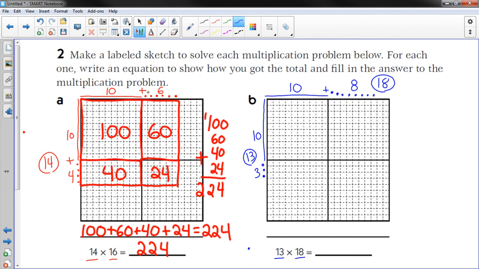All right. Now I just have to find the area of these partial products. 10 times 10 is 100. 8 times 10, that's 80. Lower left-hand corner, I have 3 times 10, that's 30. And I have 3 times 8, that is 24. If you're not sure, you could always count them all.